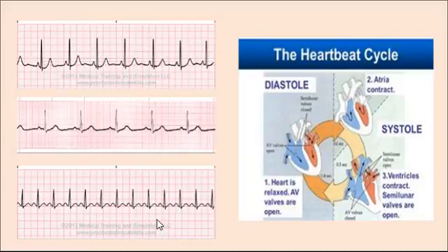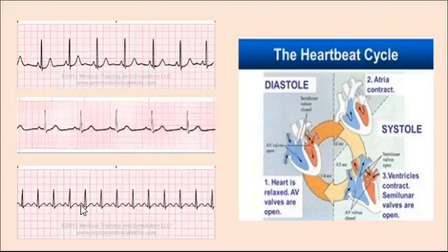What am I looking for on any of these? I didn't cover that. Your PR interval. Your PR interval is how long it is from the beginning of your P till you get to your R. So your Q is your first downward, R is your up, S is here, and that's your T wave.